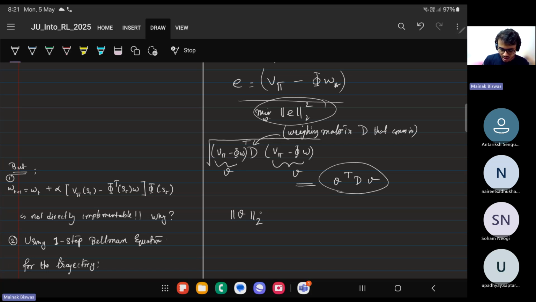The L2 norm of a vector, what does it mean? It's the length of the vector. And that is basically the inner product of the vector with itself, correct? Yes. This is the Euclidean distance from the origin.